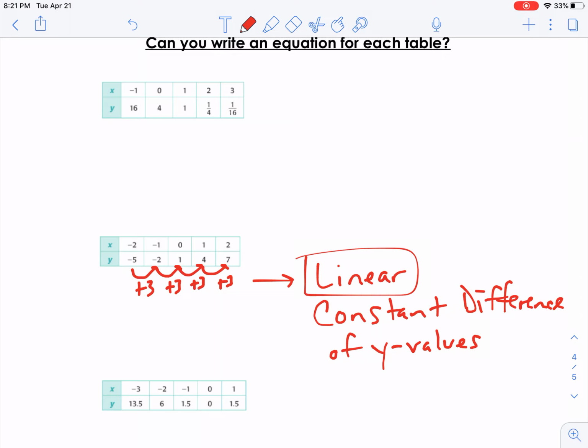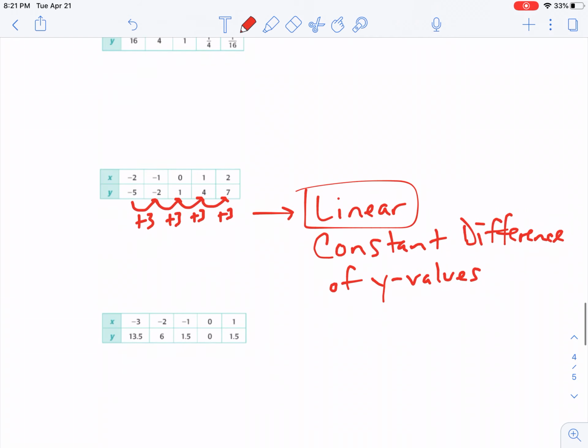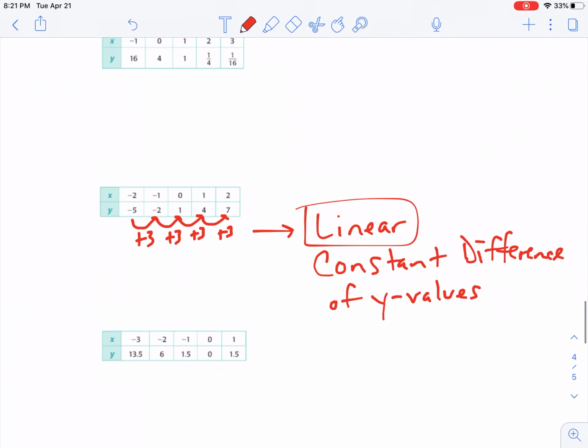Okay? Now, the quadratics, which we just studied, would be this one down here. If you recall, you have to find the differences. So this one is a difference of negative 7.5. Then it's a difference of negative 4.5. Then it's a difference of negative 1.5. Then it's a difference of positive 1.5, right?